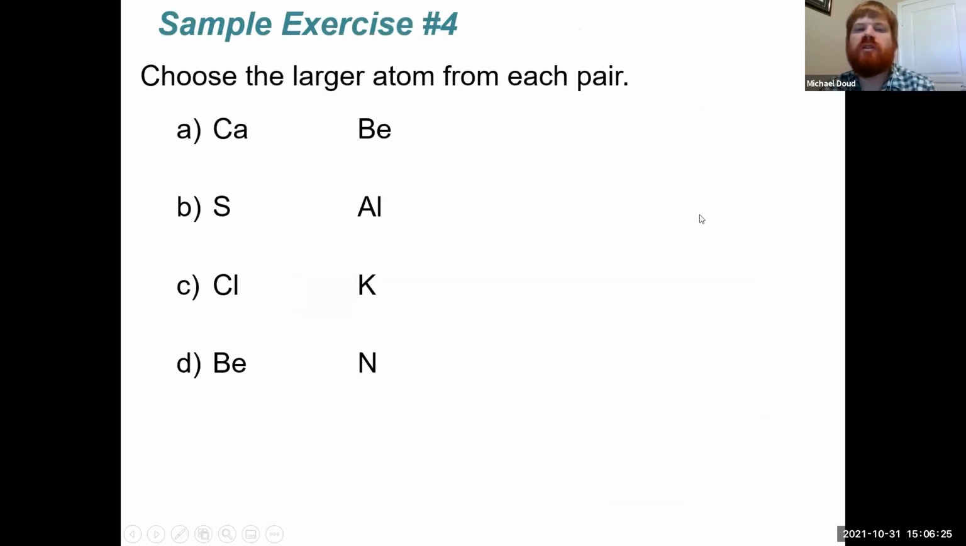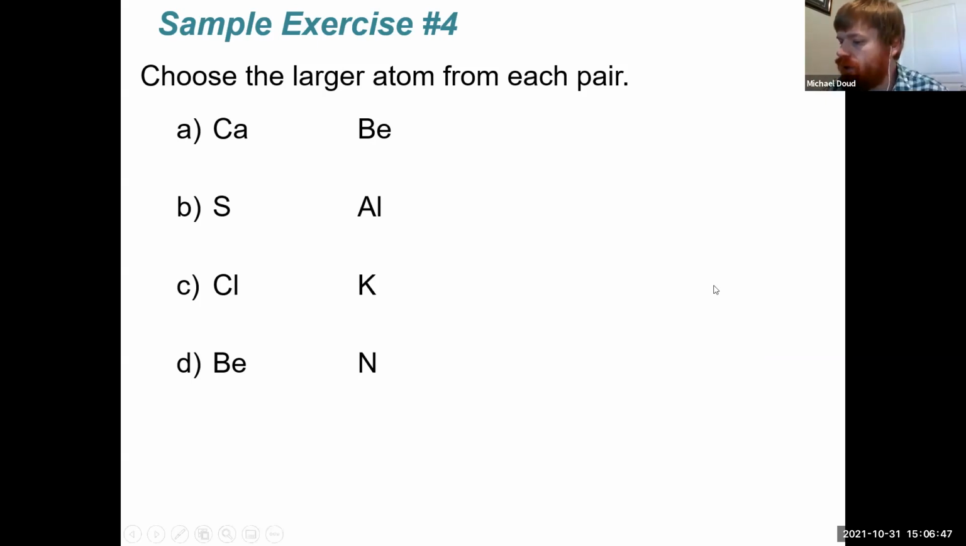Okay, so given that information, go ahead, pause the video here, and try to choose the larger atom from each pair between calcium and beryllium, sulfur and aluminum, chlorine and potassium, and beryllium and nitrogen. Pause the video, and when you come back, we'll take a look at the answers. Okay, let's go ahead and take a look.